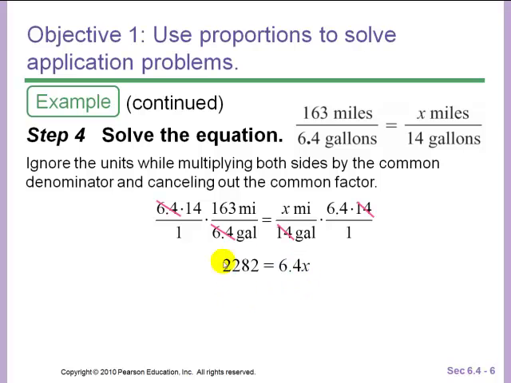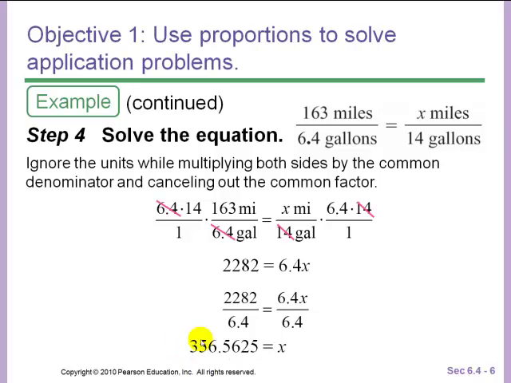Notice at this stage I've dropped the units. You need the units in the beginning to make sure your proportion is set up correctly, but once you have it set up correctly, you can ignore the units until the end when you put it back in your answer. Now I will solve this by dividing both sides by 6.4, and I get 356.5625 equals x.